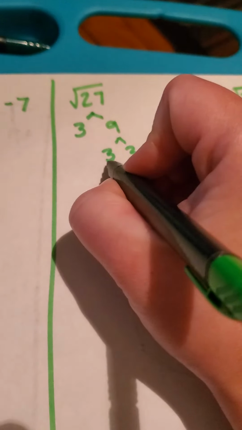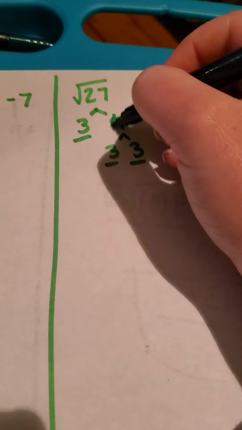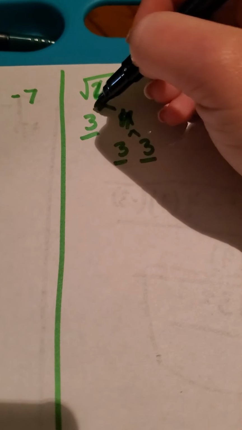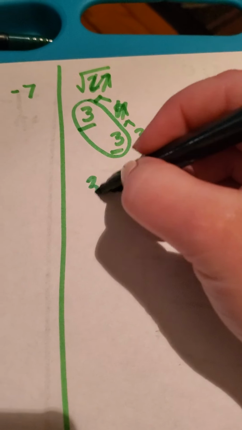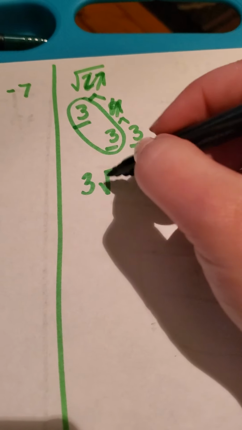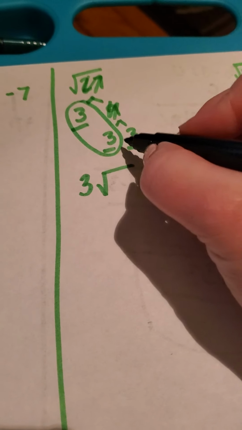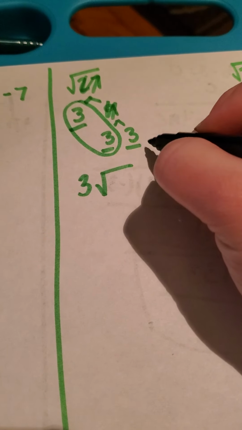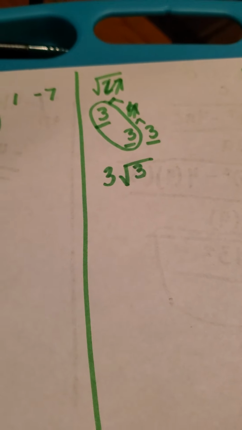Now, I'm just looking at these numbers on the bottom of my stems. So I don't want to look at the 9 anymore. I don't want to look at the 27 anymore. I'm looking for two numbers that are the same, and I'm going to circle them. So I do have 2 3s that are the same, so I get to bring that onto the outside of the square root. And then whatever number is left over that I didn't circle has to go in.